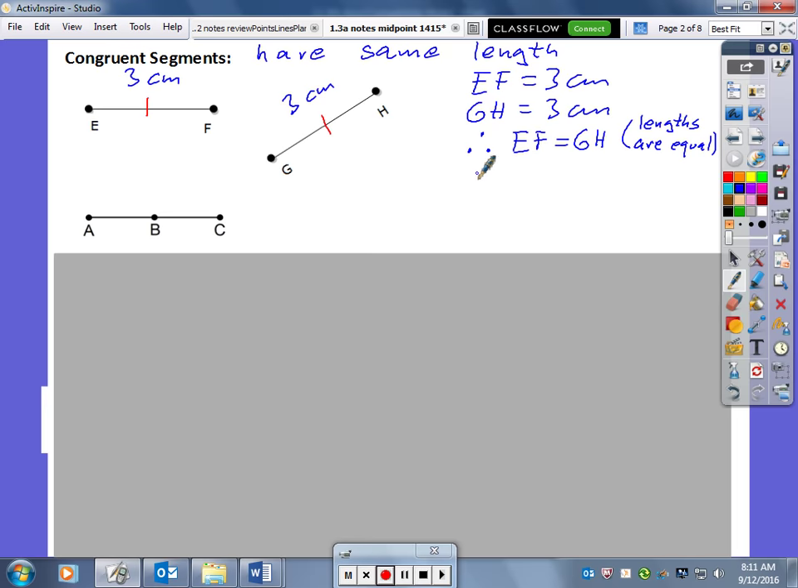And therefore, following our logic argument, the segments EF, remember segments we write with the letters of the beginning and end point and the line above it that has no arrows. The segment EF is congruent, and we use an equal sign with a little squiggly above it, congruent to the segment GH. This is about segments, but the segments are congruent.